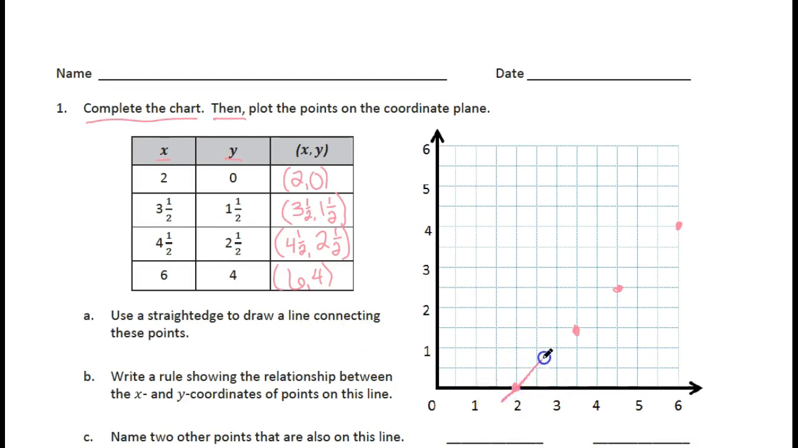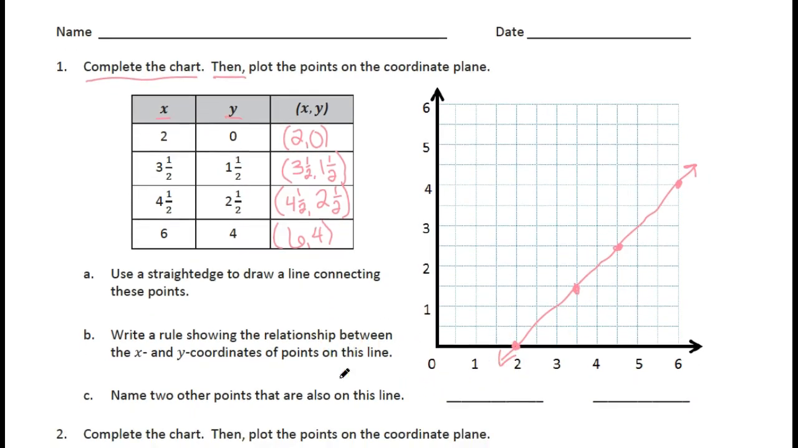So I'm going to connect my points. There's my arrows for my line. Done.